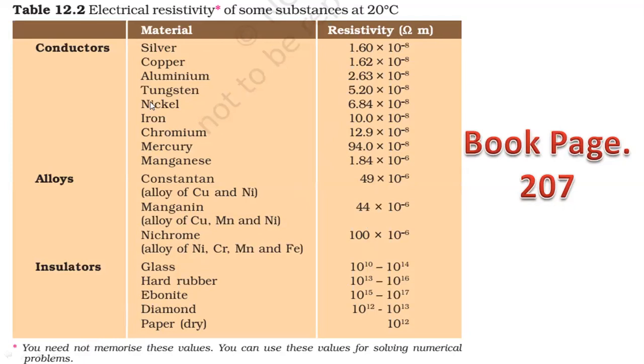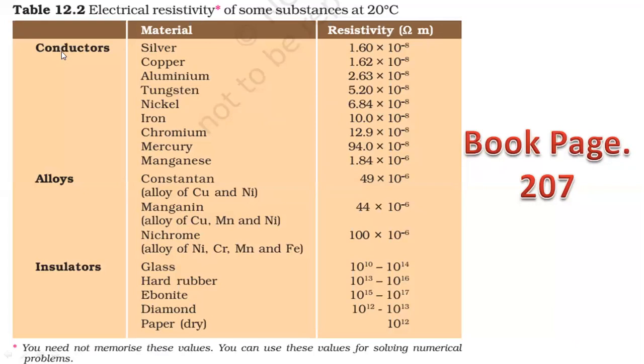For example, they are asking, what can you talk about the resistance of nickel and iron if their resistivity are given? The question may give that. So they will give you the resistivity of nickel, that is 6.84 into 10 to the power minus 8. So they are not asking you to memorize, so do not memorize. Now focus on the materials.